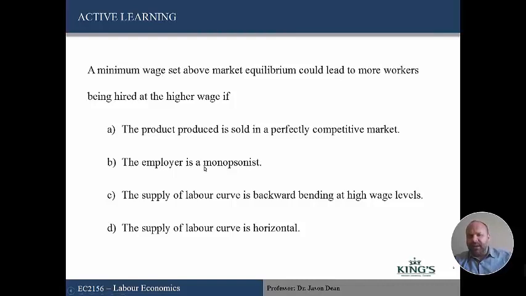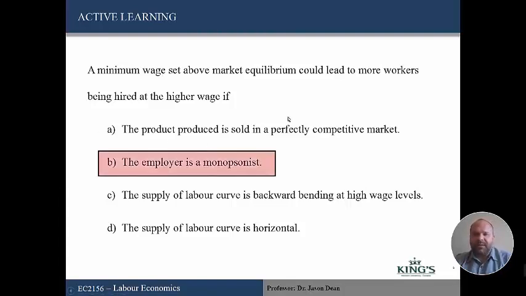The answer is B, and that's the case where we showed a peculiar case where you could have an increase in the minimum wage, as long as it's in a certain range, and it would increase employment if the employer was a monopsonist. So the answer is B.